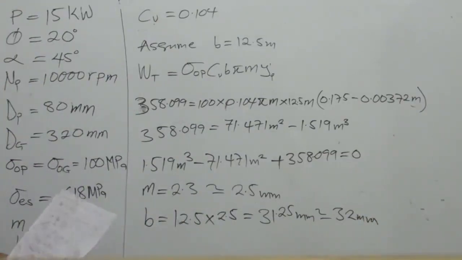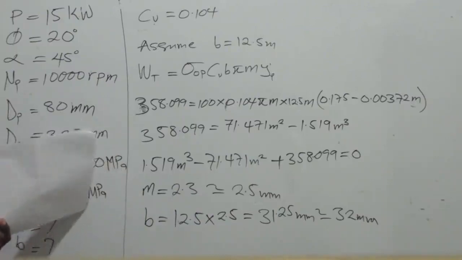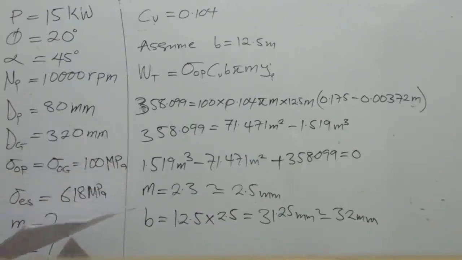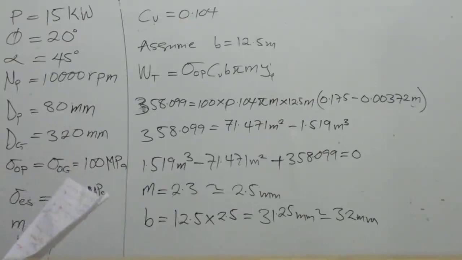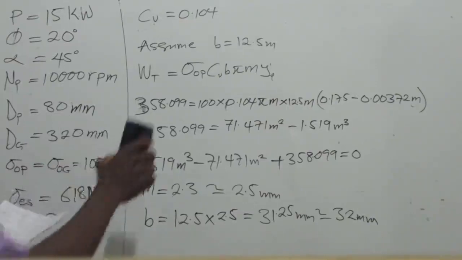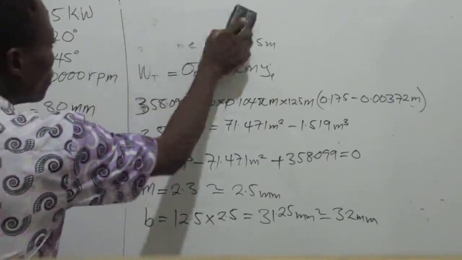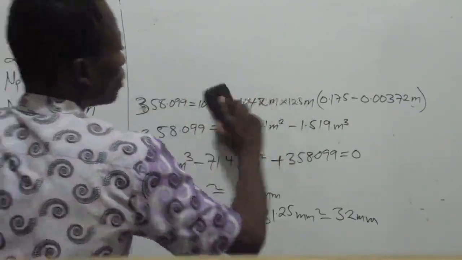Now again, we're to check this gear for wear. It means that we have to determine whether the gear is satisfactory and will not wear quickly when in operation. And to do that, we need to determine the wear load, right? The tooth wear load, we have to determine it. So let's calculate the wear load.